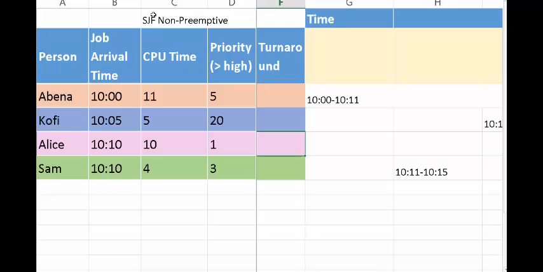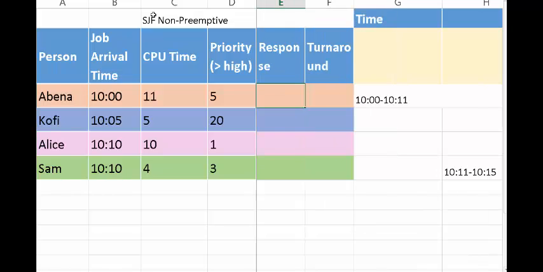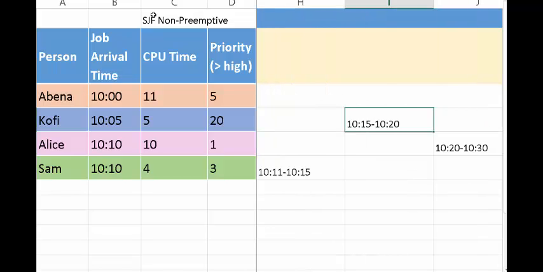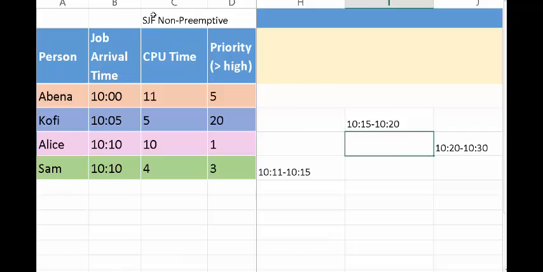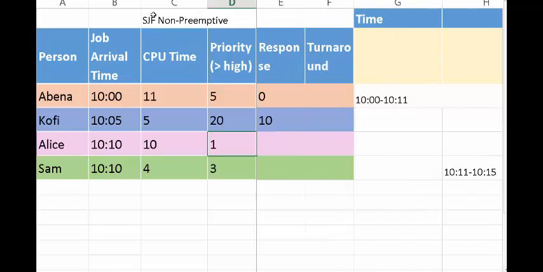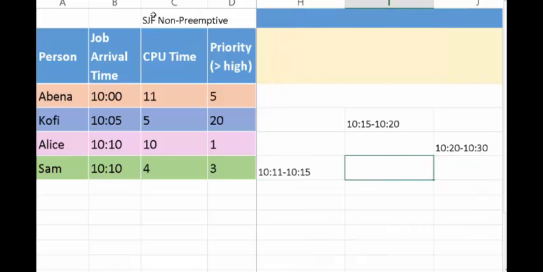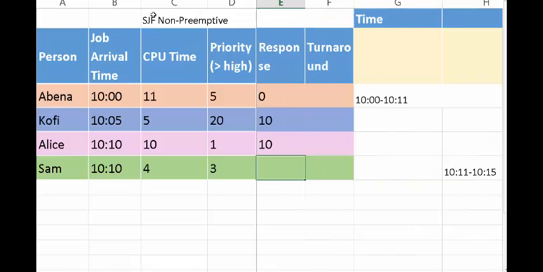Alright, so now let's look at the different things. Response time: how quickly were they able to respond? Abena responded at 0. Kofi came in at 10:05 and he's running at 10:15, so response is 10. Alice came in at 10:10, response at 20, so that's another 10. Sam came in at 10, response at 11, response is 1.